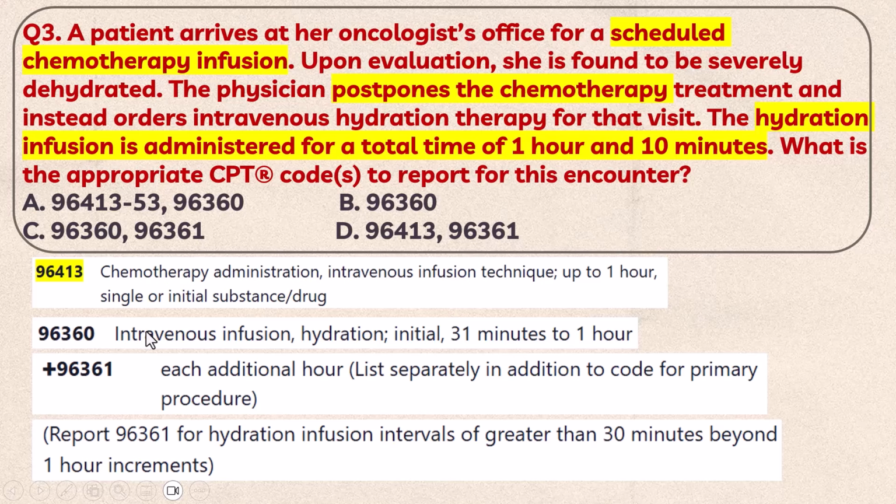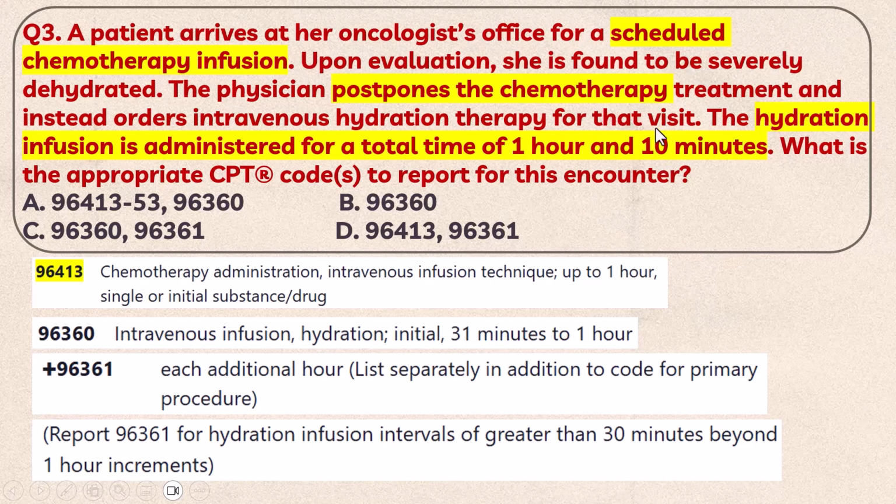Let's see the suitability of the add-on codes. Once you look at the add-on code, 96361 says each additional hour lists separately in addition to code for primary procedure. And also within bracket it says report 96361 for hydration infusion intervals greater than 30 minutes beyond 1 hour increment. This is a very important point here. So beyond 1 hour, it should be greater than 30 minutes. But in our case, it's 10 minutes.